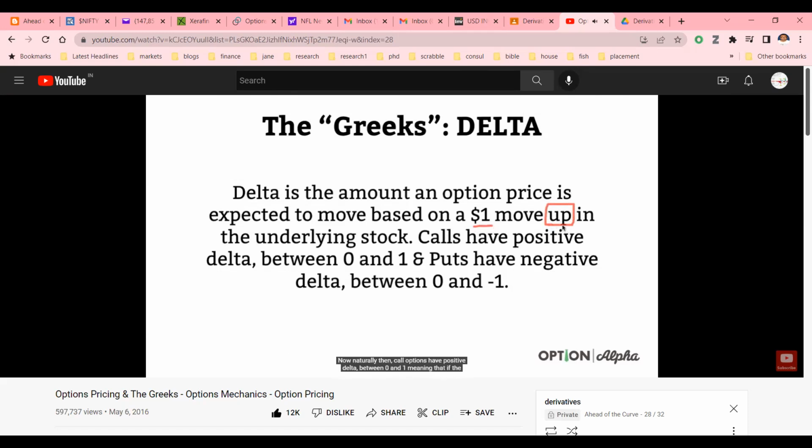Now, naturally then, call options have positive delta between 0 and 1, meaning that if the stock moves up, that is always good for long call options. And then vice versa, put options always have a negative delta between 0 and -1. That doesn't mean that they are bad. It just means that when the market is moving up, it negatively impacts put options. But when the market moves down by $1, then it would positively impact a put option. Okay, so that's basically the textbook definition, if you will, of delta.